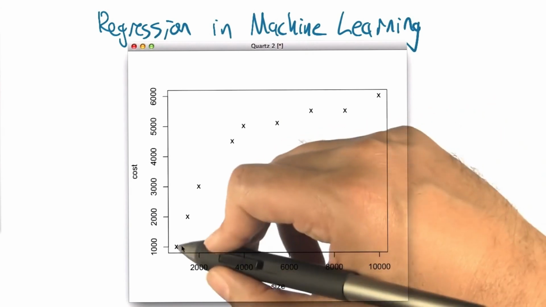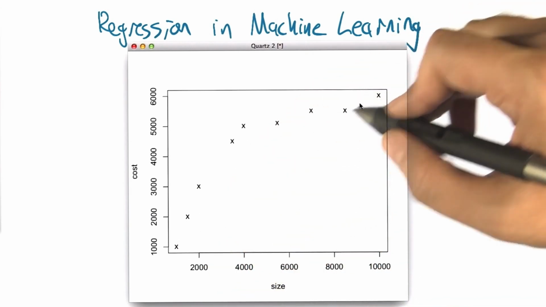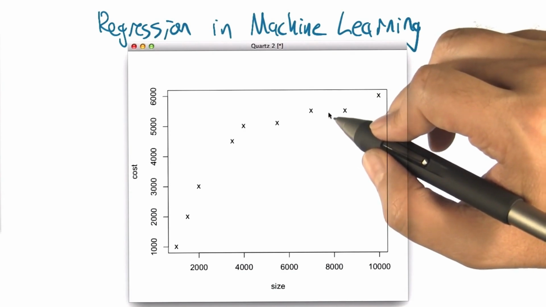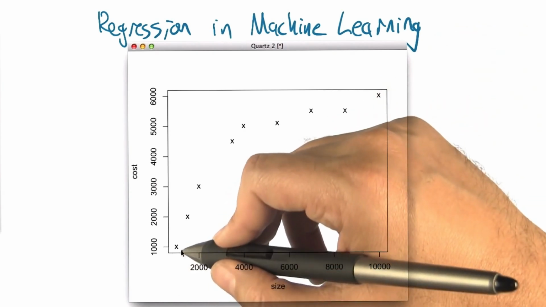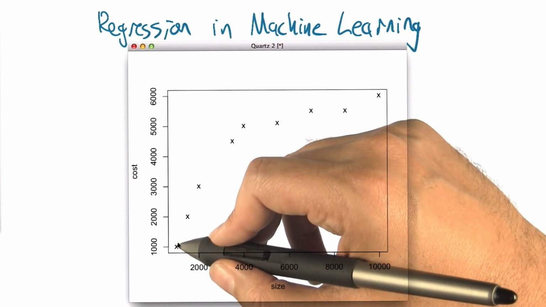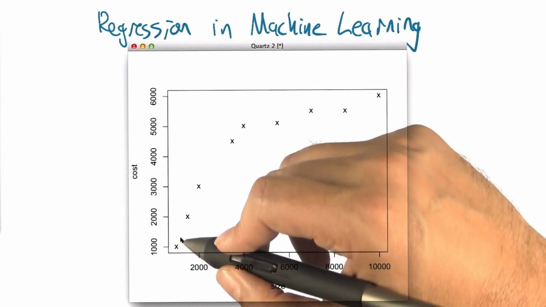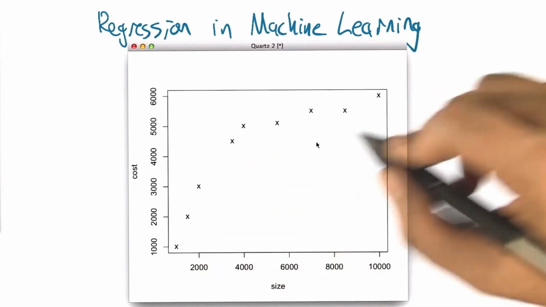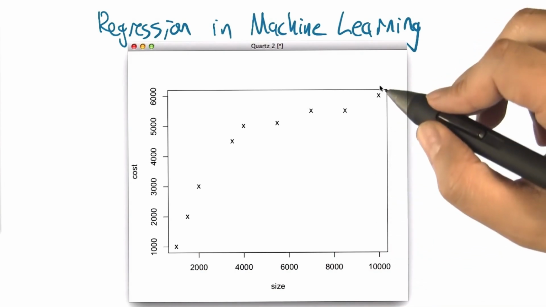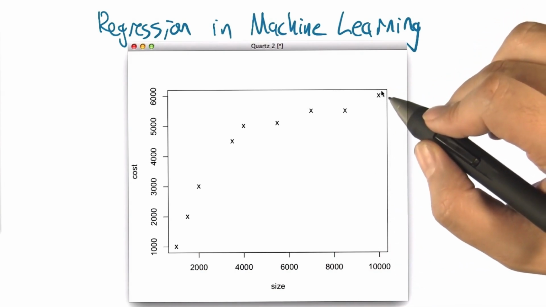So what I've done here is I plotted as a little X a set of 9 houses that I've observed. Start off over here with a house that's 1,000 square feet and it costs $1,000. I don't know what era this happened in. And we end up with a house that is 10,000 square feet and costs about $6,000.